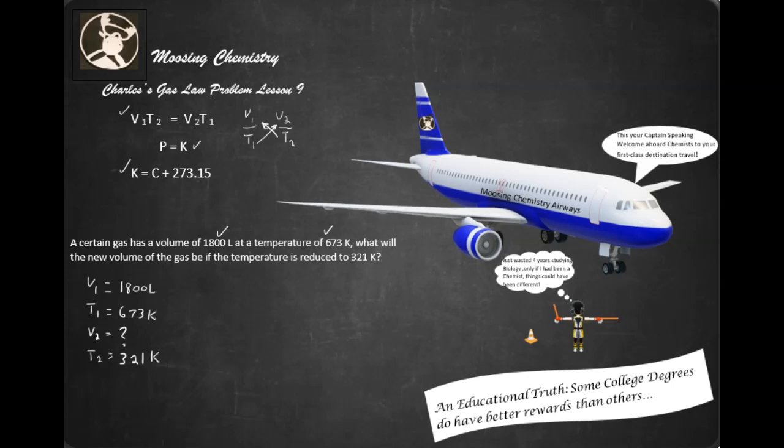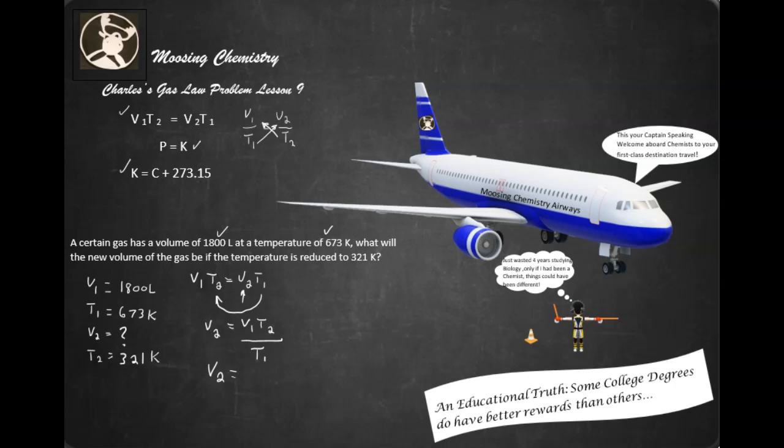All right, so now we're going to write our formula. V1 T2 equals V2 T1. Now what we want to do is an algebraic thing where we isolate the variable we're trying to find. We're trying to find V2. So we're going to write this as V2 equals V1 T2. But what about the T1? It's going to go underneath the V1 T2. See that? Pretty simple. All you have to do now is put in your values.